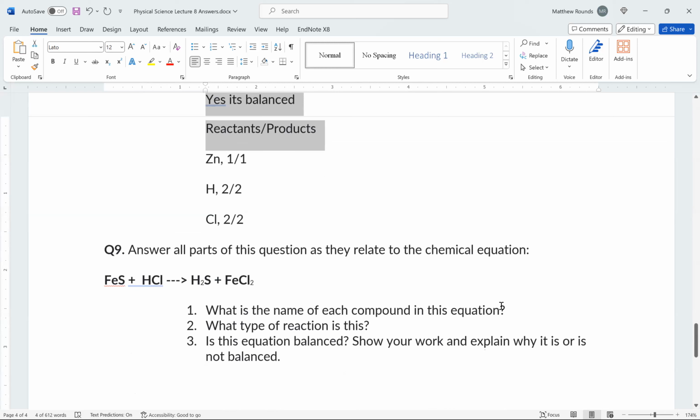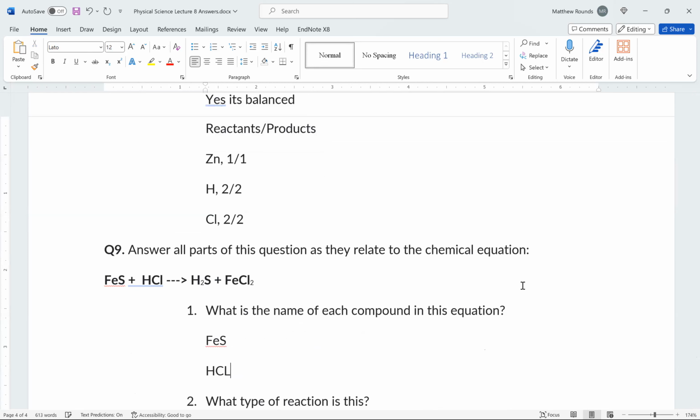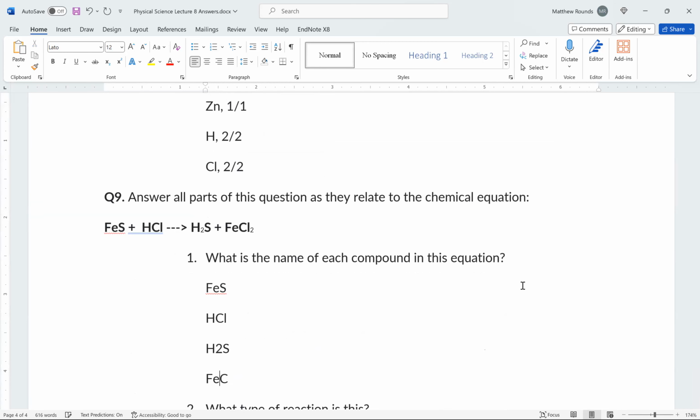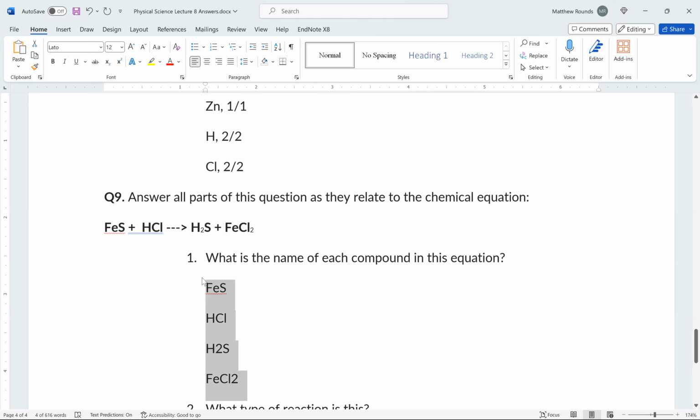So we have to do the same thing for this one now. Rinse and repeat here. FeS, HCl, H2S, and FeCl2. You'll have to look up the names for each of those, please. All right. Let me go search them up.